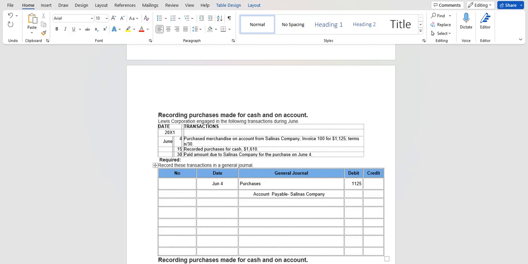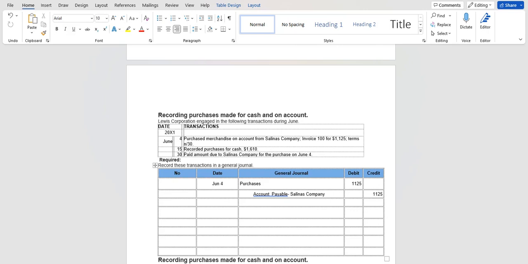Okay, and the amount is going to be for the total amount, which is 1,125. Okay, so that would be the journal entry we would record for that for June 4th.